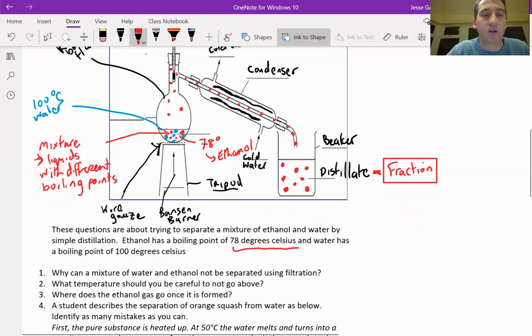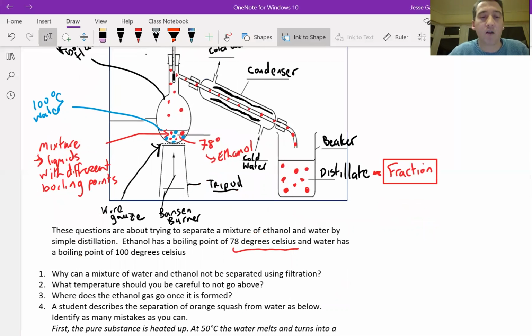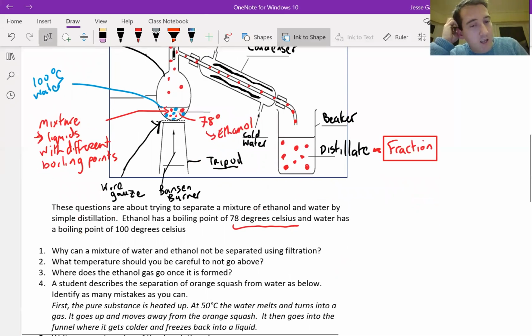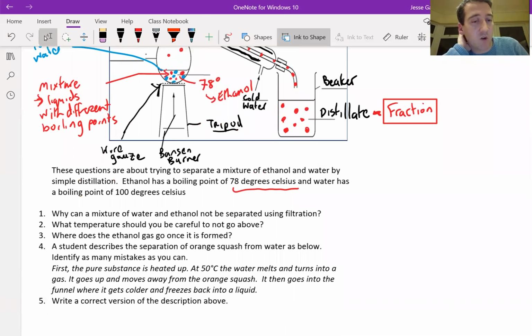So these questions are about trying to separate a mixture of ethanol and water by simple distillation. Ethanol has a boiling point of 78 degrees and water has a boiling point of 100 degrees. So I'm going to get you to pause the video now and try to do them 5 questions. Okay, so you should only be watching the video if you have paused and had a good go at doing them 5 questions. Okay, making sure that you write in full sentences like I always ask you to do. So again, if you didn't, I should have reminded you that before you started. Pause the video and make full sentences of your answers.